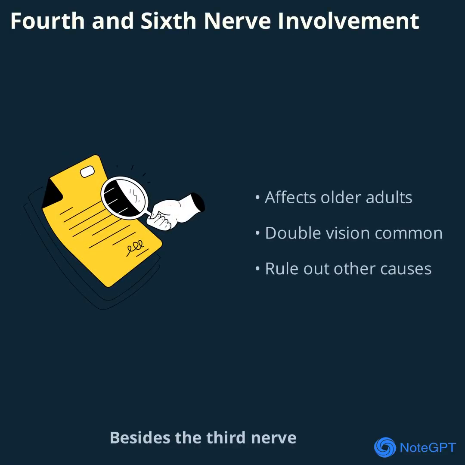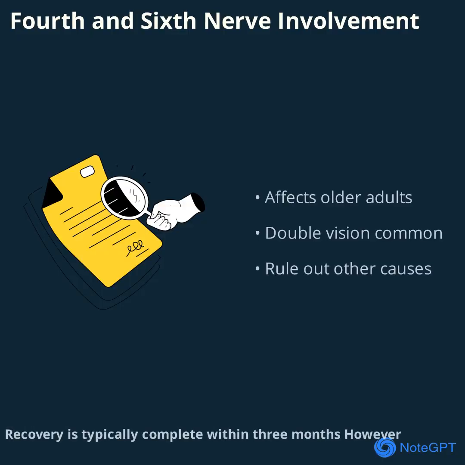Besides the third nerve, the fourth trochlear and sixth abducens cranial nerves can also be affected, though less commonly. These mononeuropathies usually occur in older adults and can cause problems with eye movement, leading to double vision. Unlike third nerve palsy, pain is less common and less severe. Recovery is typically complete within 3 months. However, because these nerves have long courses inside the skull, it's important to rule out other causes with appropriate tests or specialist consultation.